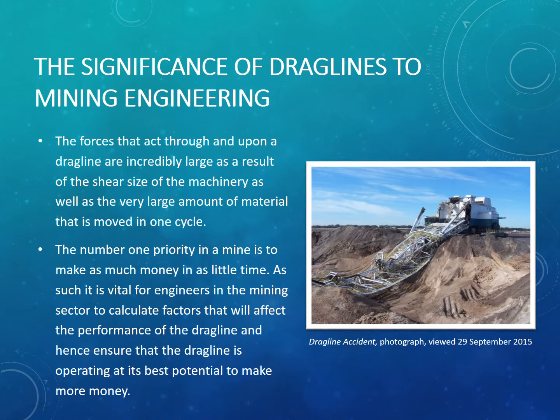Draglines undergo extremely large forces when in operation, due to the fact they are very large pieces of equipment and can move up to 450 tons of material in a single cycle. The number one priority in a mine is to make as much money as possible in as little time. As such, it is vital for the engineers in the mining sector to calculate factors that will affect the performance of the dragline and hence ensure that the dragline is operating at its best potential to make more money.